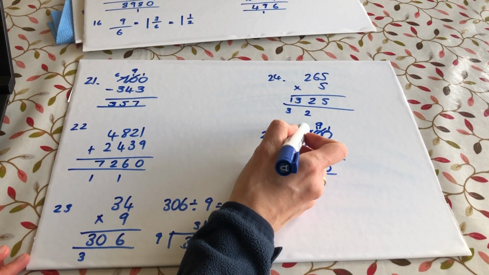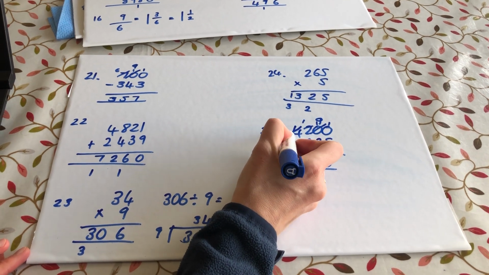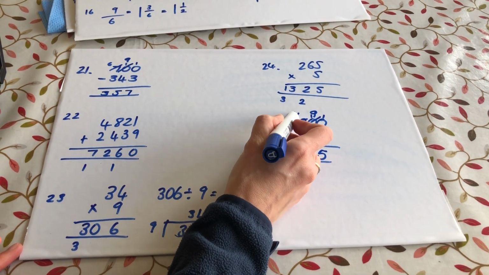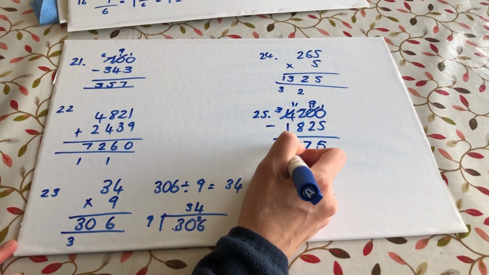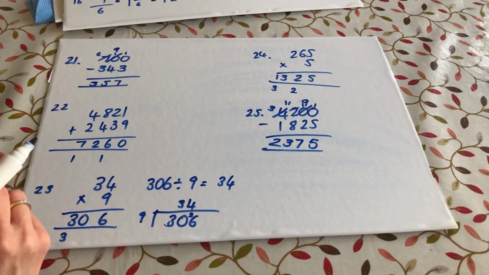8 hundreds from 1 hundred I can't do, so I go to my thousands column. 4 thousands become 3 thousands, and I bring 10 over. 8 away from 11 is 3. 1 away from 3 is 2. 2,375.